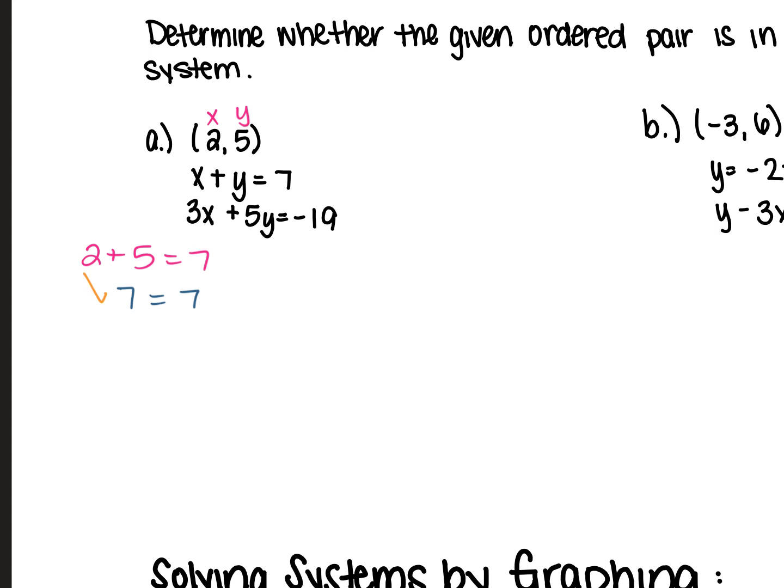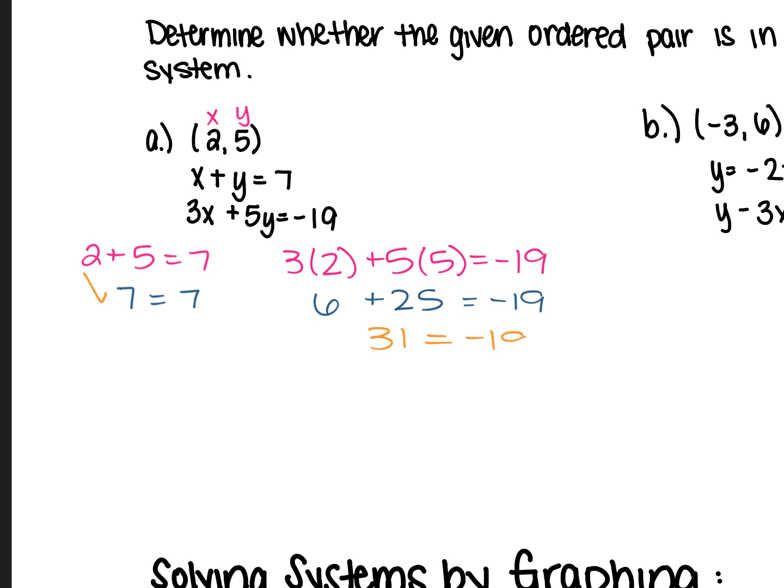You do need to check the second one, though. We have 3 times x, which we said is 2, plus 5 times y, which we said is 5, is equal to negative 19. The 3 times 2 is 6. The 5 times 5 is 25. 6 plus 25 is 31. 31 is not equal to negative 19. So because this one does not give you a true statement, the ordered pair 2, 5 is not a solution.